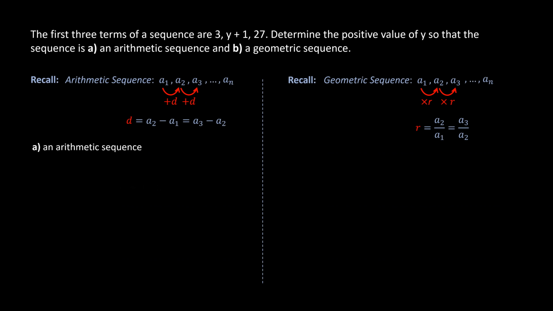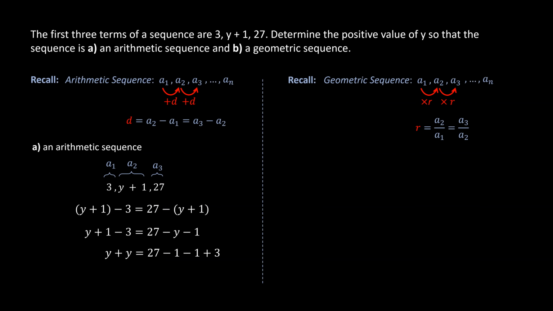Now for part A, given 3 is our first term, y plus 1 is second, and 27 is the third, we can say that the difference between the first two terms must be equal to the difference between term 3 and term 2. By substituting these terms, we'll get (y plus 1) minus 3 equals 27 minus (y plus 1). We eliminate the brackets, collect the like terms on the same side, combine the like terms, and finally, by dividing both sides by 2, we'll get y to be 14. This is assuming that the sequence is arithmetic.